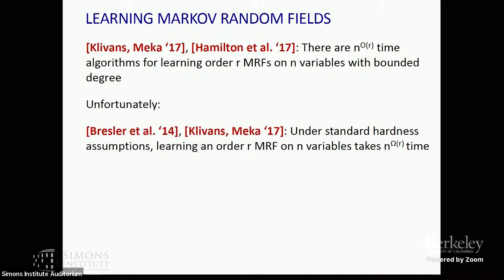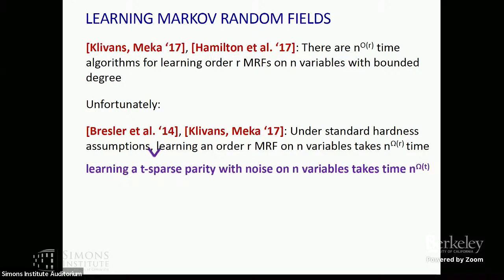Unfortunately, there's a bit of a computational problem here, which is that n to the r really is tight. So under standard hardness assumptions, you actually can't do better. The best running time for learning an order r Markov random field really is going to require n to the omega r time. And this is based on something called the sparse parity with noise hypothesis, just that learning a t-sparse parity with noise, which is one of the basic problems in computational learning theory, requires n to the omega t time. And so the idea is roughly that order r Markov random fields are rich enough that they can capture things like sparse parity with noise. Even worse, they can capture them with bounded degree Markov random fields too.